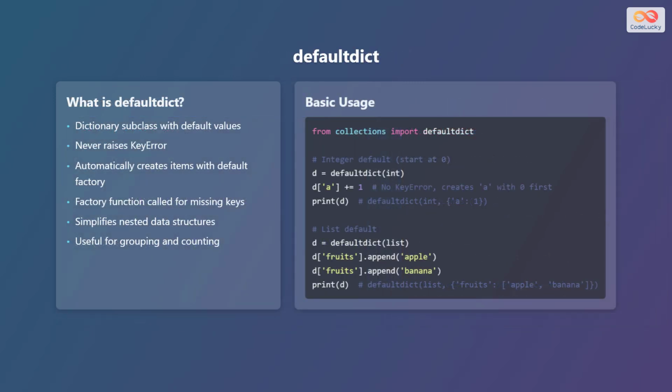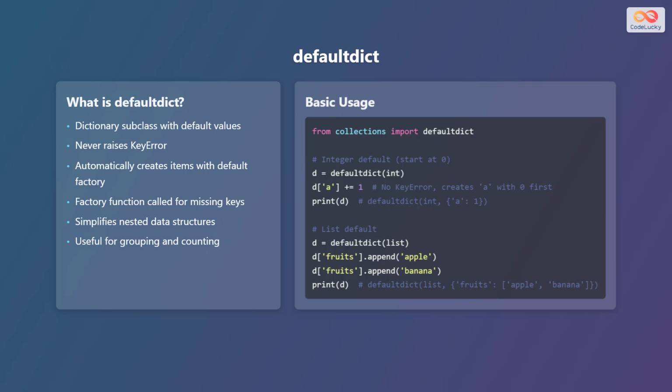Let's explore default dictionaries. A default dictionary is a dictionary subclass with default values. It never raises a key error. It automatically creates items with a default factory. The factory function is called for missing keys. This simplifies nested data structures and is useful for grouping and counting.